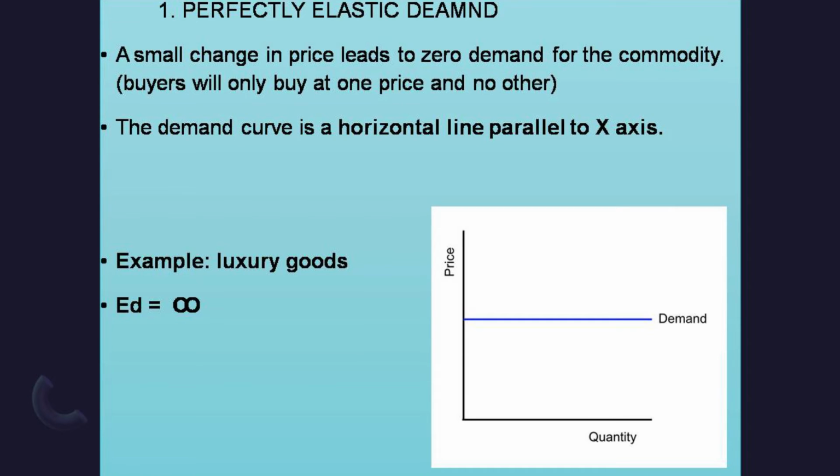Let us discuss the degrees of elasticity, also called the degrees of price elasticity of demand. The very first is perfectly elastic demand. That is, a small change in price leads to zero demand for the commodity. Basically, buyers will only buy at one price and no other. Students, if the price for that commodity shifts from 500 to 600, no consumer will buy that product at 600 because the price has increased. So any demand for that commodity will be considered perfectly elastic.